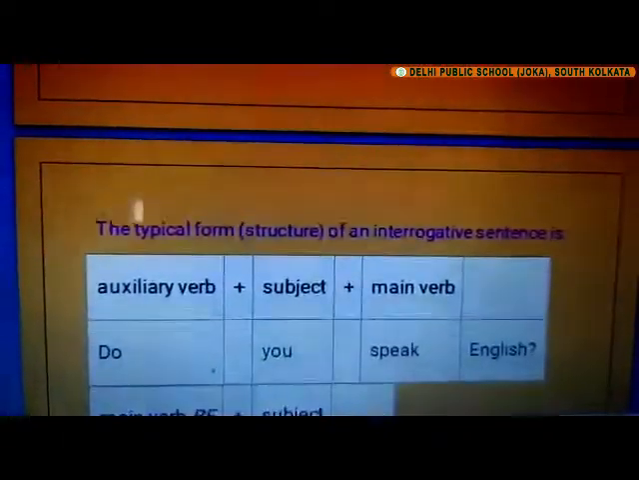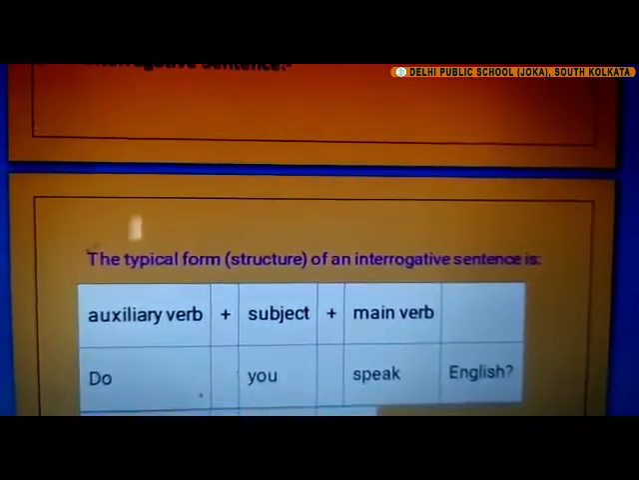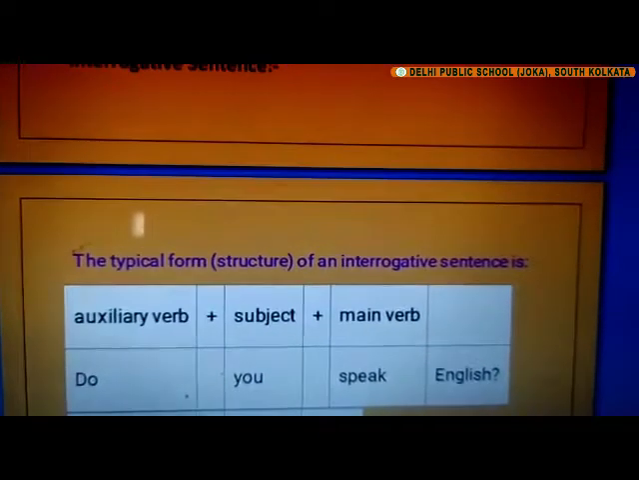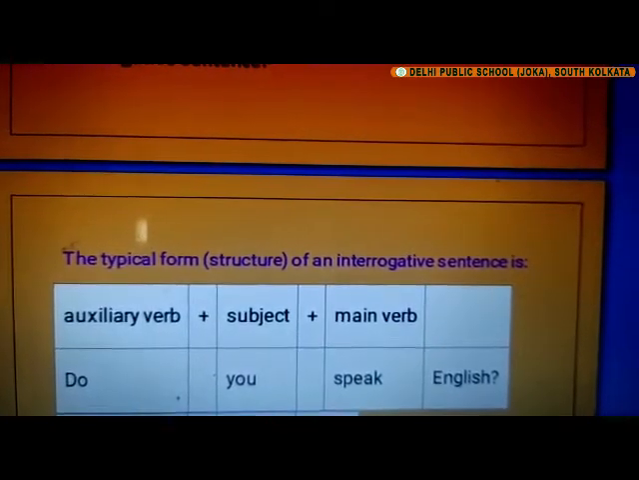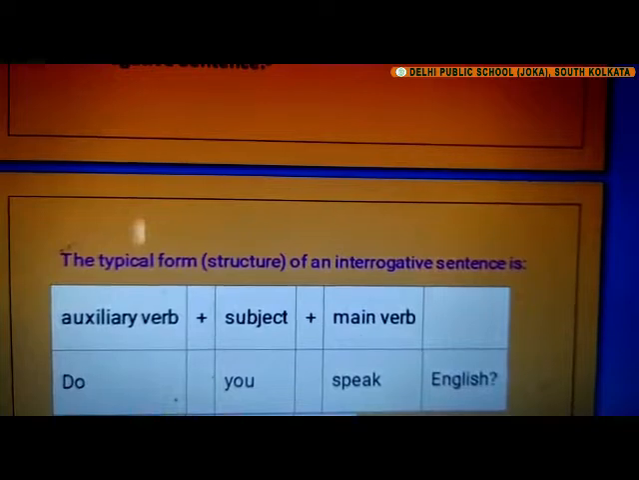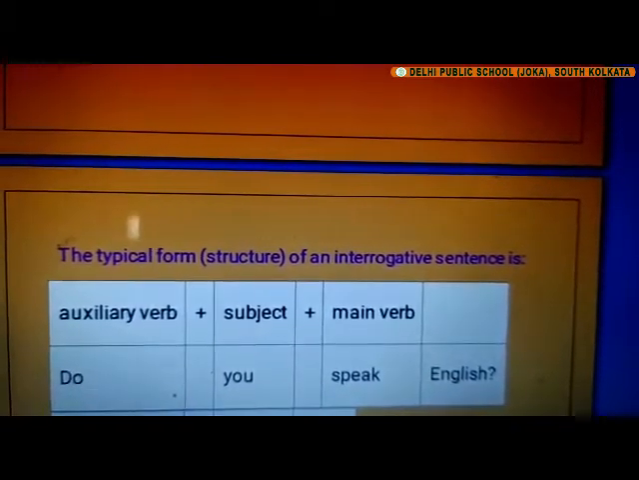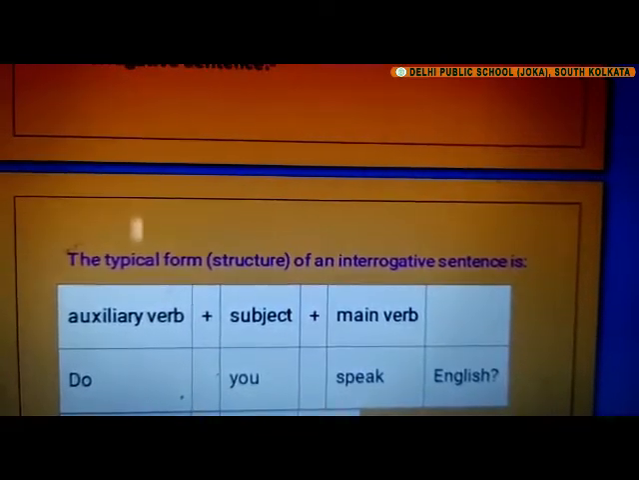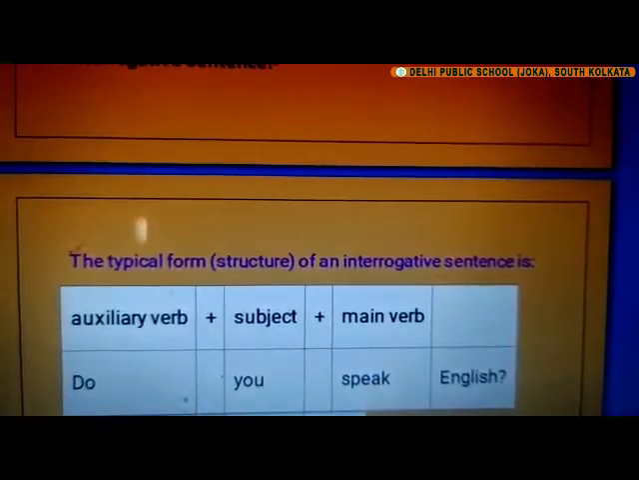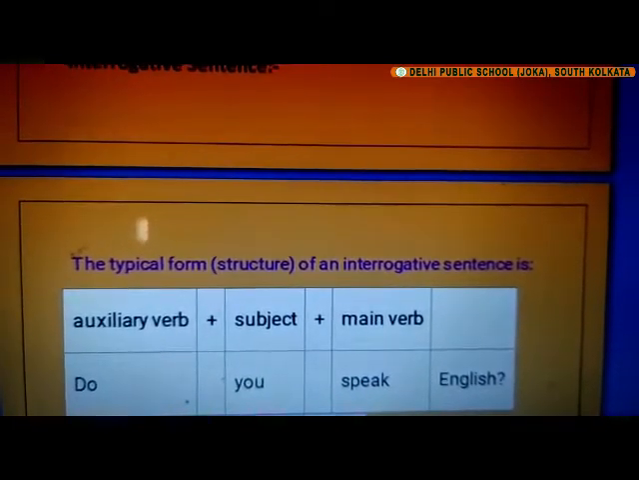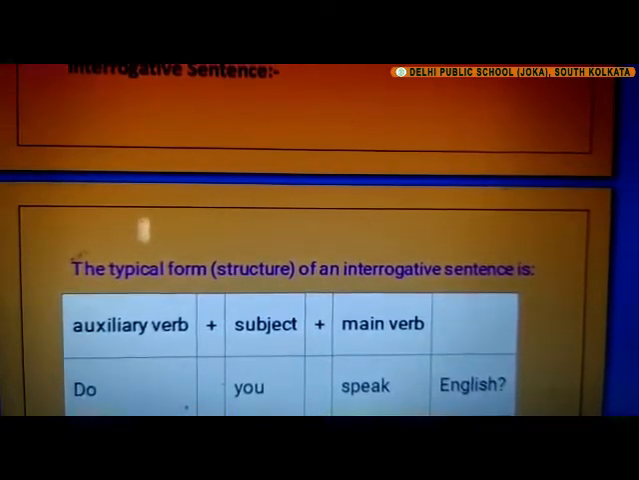Now, let's have a look at how the interrogative sentence is framed, or the form or the structure of an interrogative sentence. As you can see, the interrogative sentence begins with an auxiliary verb, plus it has a subject, and plus it has a main verb. For example, do is an auxiliary verb, you is the subject, speak is the main verb. Do you speak English? Auxiliary verbs are nothing but helping verbs. It is always accompanied by the main verb.